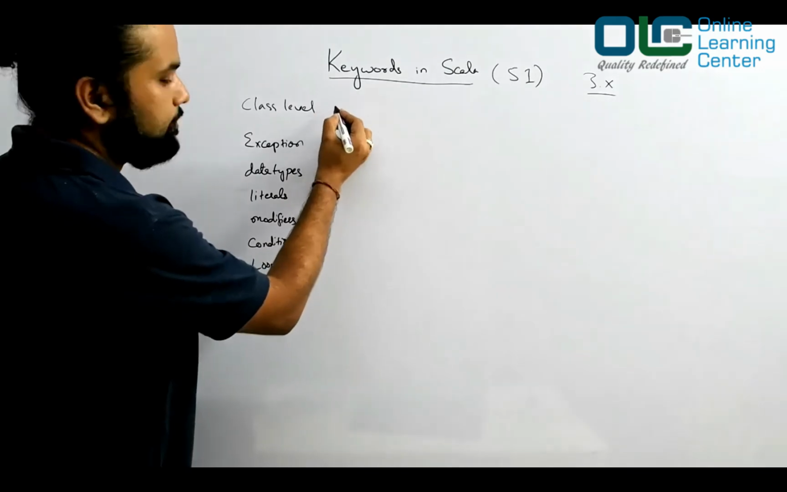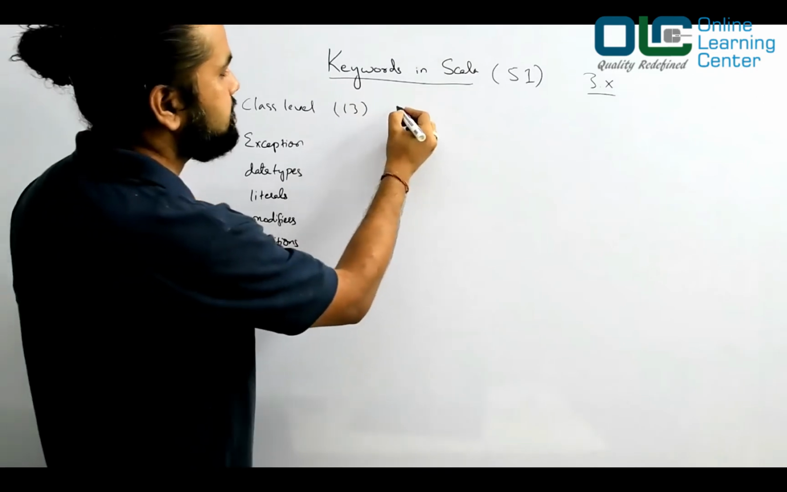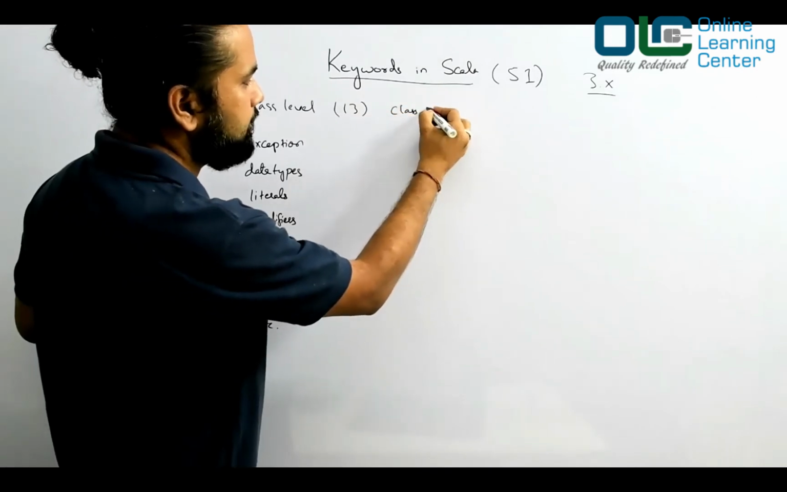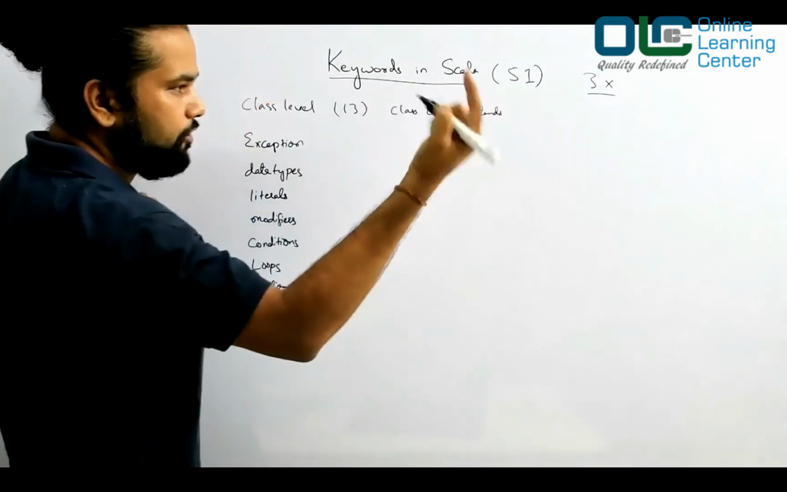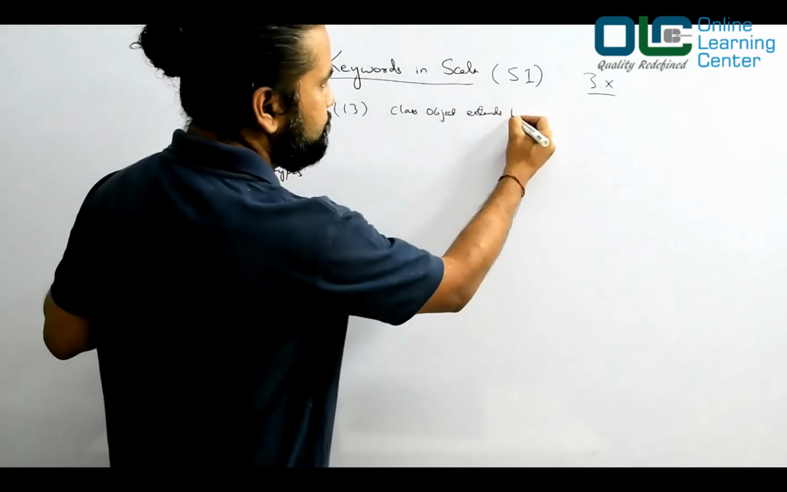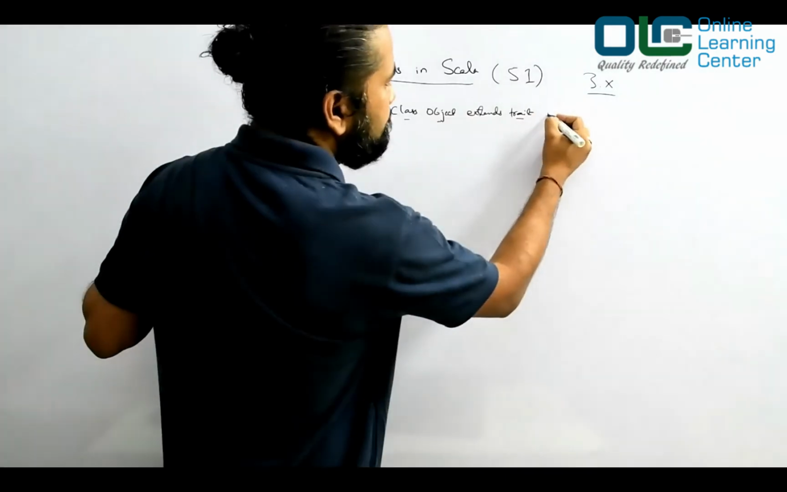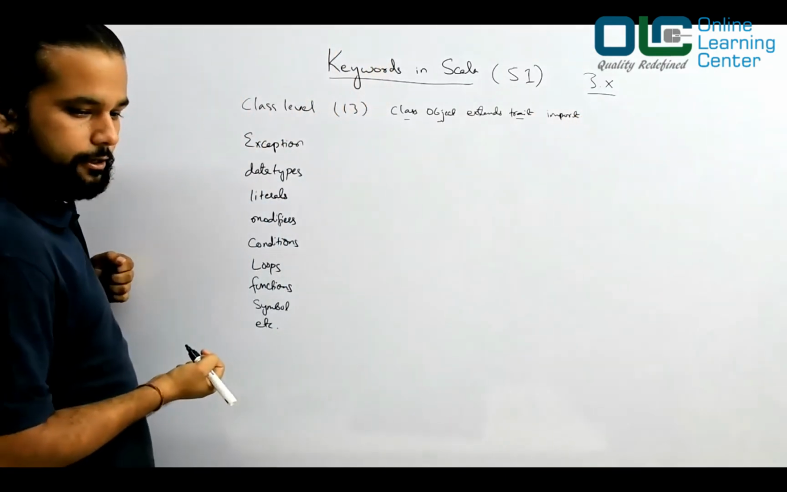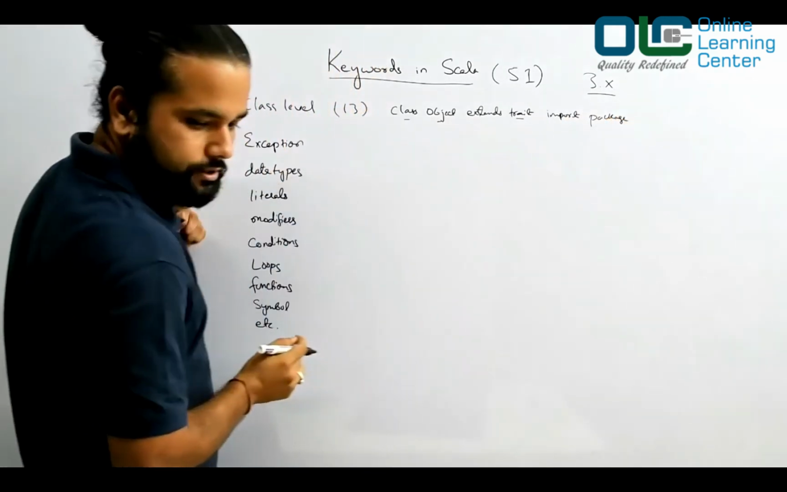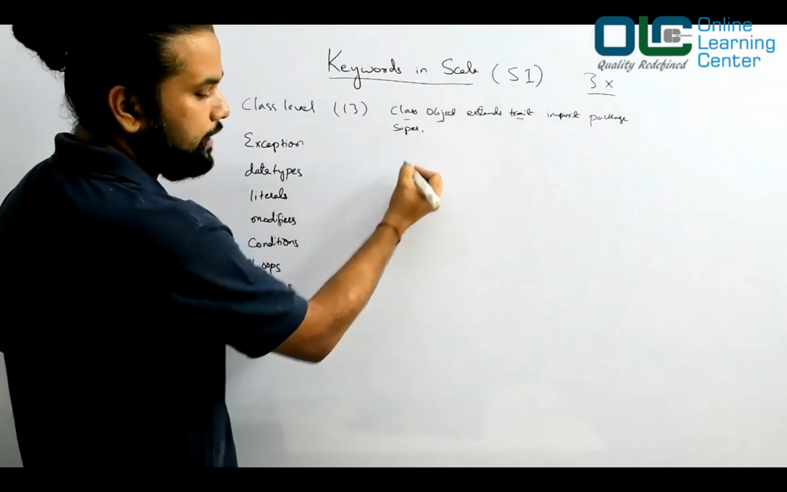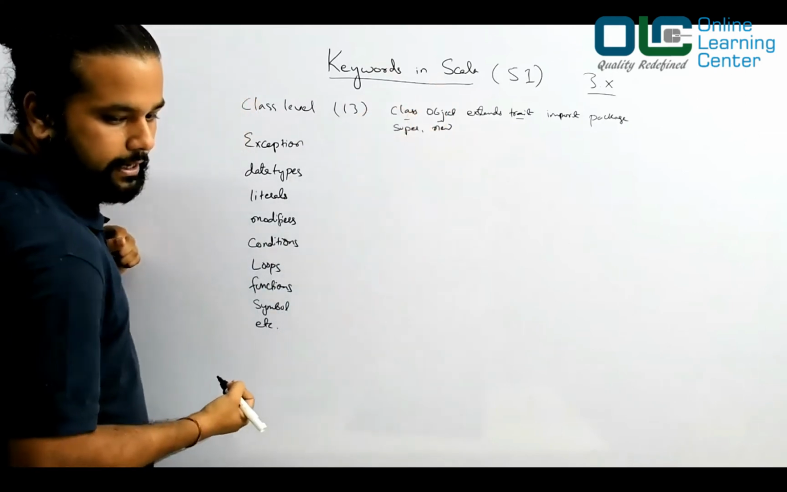At class level we have around 13 keywords. They are class, to define a class. Object, you can also have object there. Extends, to extend from another class. Traits: classes, objects, and traits are high level containers. You have import, which can be used to import certain classes and packages. Then you have the package keyword, to create a package. You have new, to create a new object. Super is to refer to the parent class.